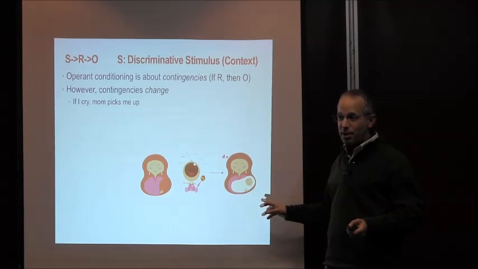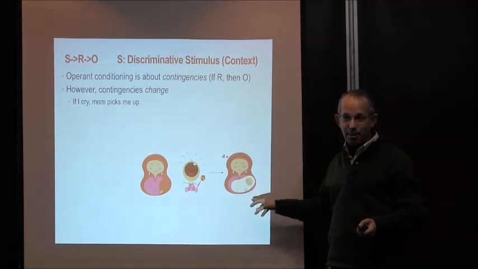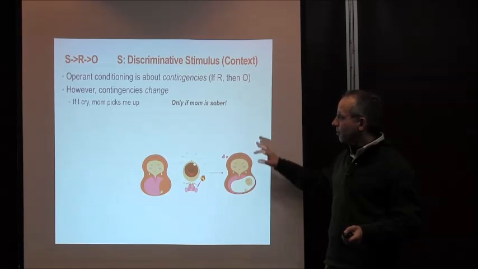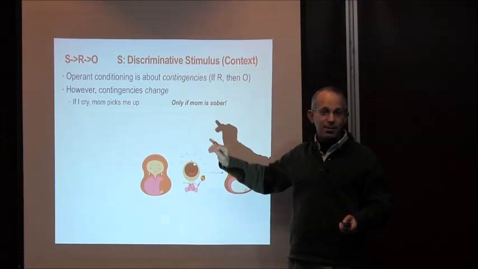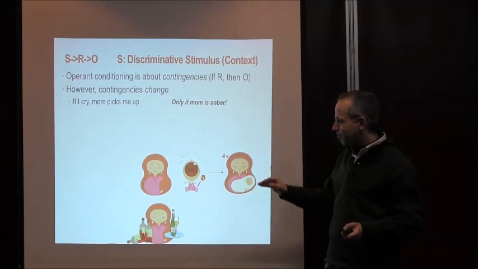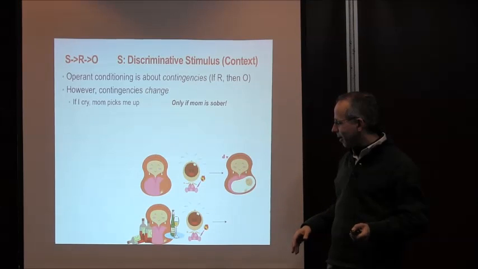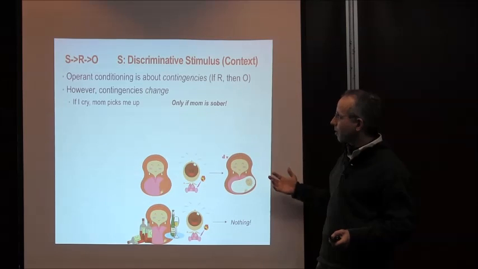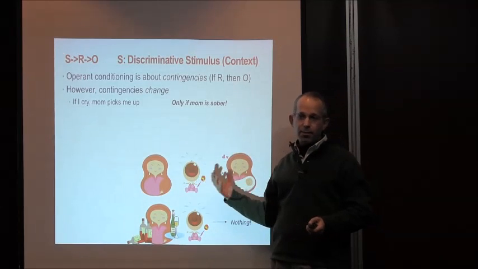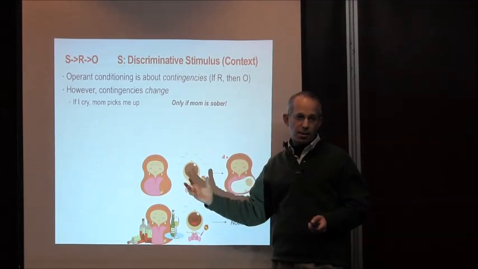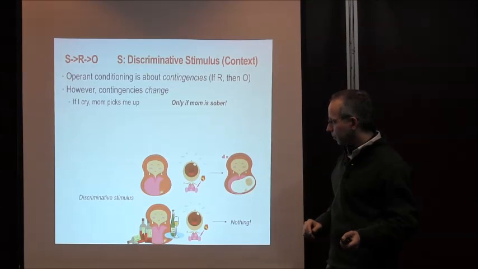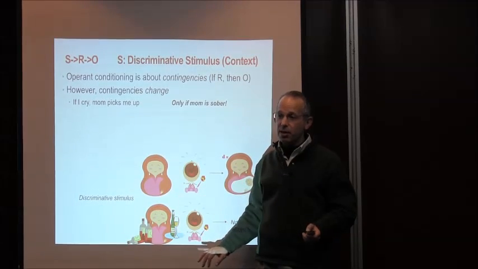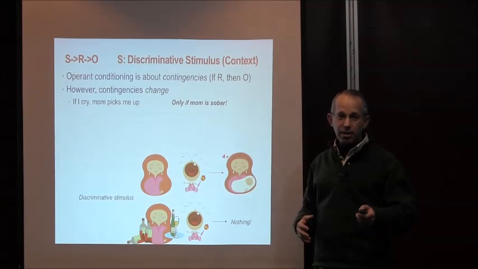So who's the animal being conditioned in this paradigm? Mom, right? Mom's being conditioned here. However, imagine mom only does this if she's sober. That's the context. If mom gets drunk and I cry, then she doesn't pick me up. So now what I have is a stimulus, response, and outcome. This contingency, crying produces picking up, only works in a certain context, namely with a sober mom. The state of mom, the stimulus, is called a discriminative stimulus. It tells us which contingency, or if a contingency, is operative.